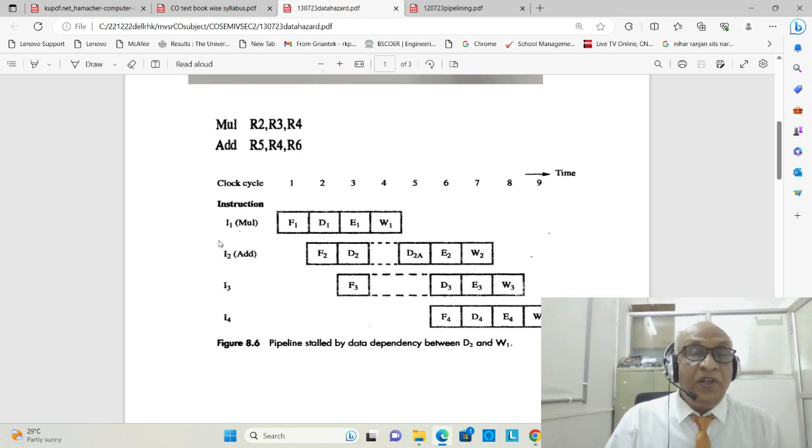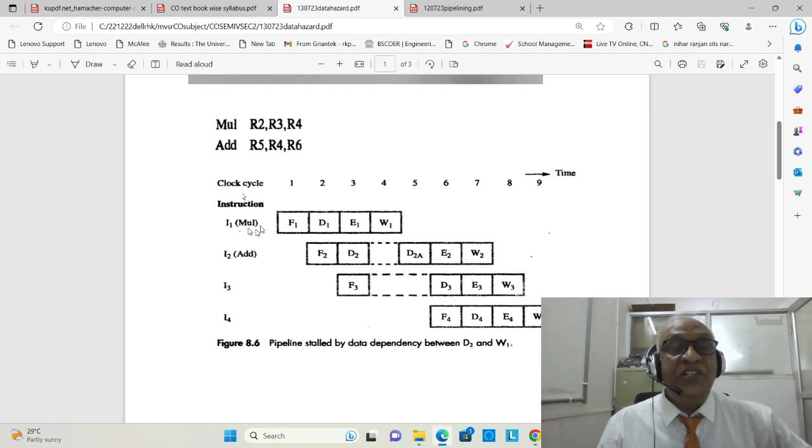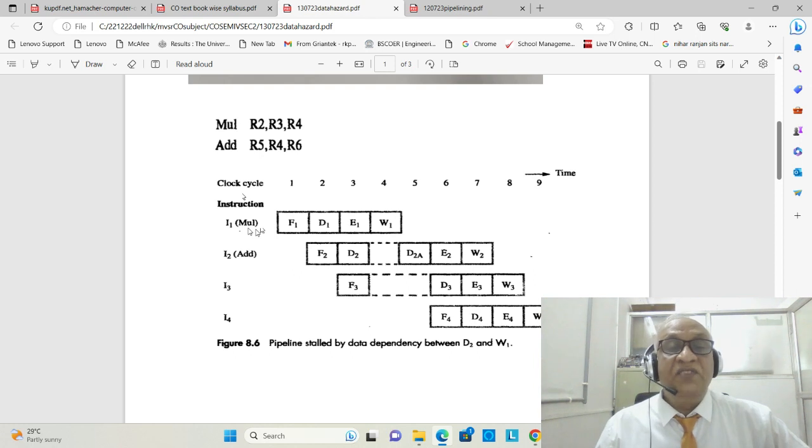See here, the first instruction is multiplication. The second instruction is addition. In one clock burst, one instruction needs to be executed. It means in one clock burst, multiply will be executed. In one clock burst, addition will be executed.